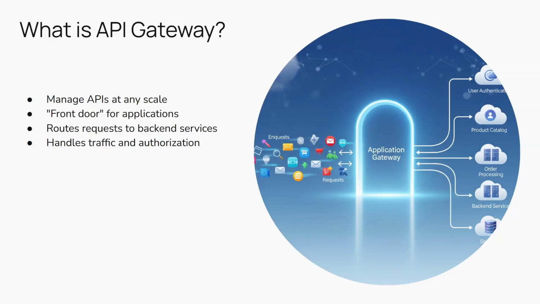So what is API Gateway? API Gateway is a fully managed service that helps you create, publish, maintain, monitor, and secure APIs at any scale. In simple terms, it acts as a front door for your application. It takes a web request from a user and routes it to the correct backend service, like a Lambda function. API Gateway handles all the complex stuff like traffic management, authorization, and monitoring, so you can focus on your application logic only. So this is what Amazon API Gateway is.